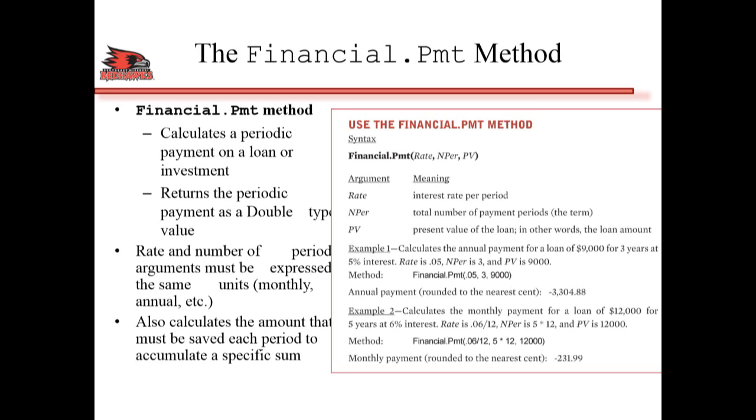The second one is for calculating the monthly payment for a loan of 12,000 for 5 years at 6% interest. See here, as an argument, since you're trying to calculate the monthly payment, you're dividing your interest rate by 12, and your NPER, or total number of payments, is 5 for 5 years, and you have to multiply that by 12 because you're trying to find out your monthly payment, and that gives you your monthly payment, which is 231.